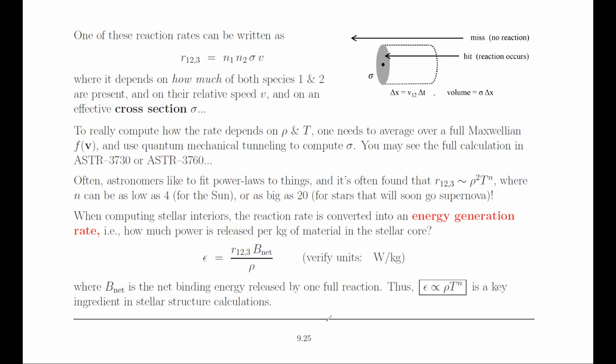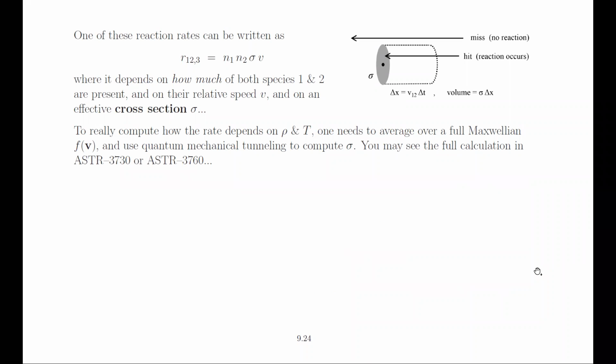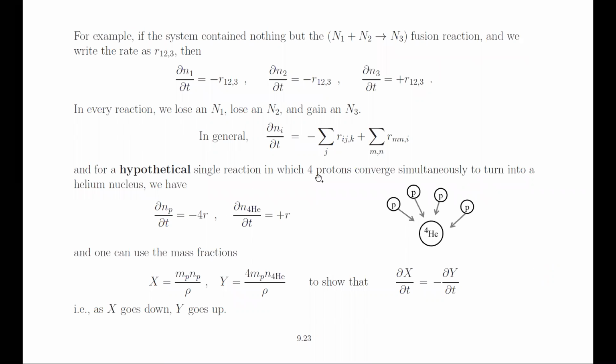And I think we will leave things off there and then move on and talk about what actual reactions are happening inside stars. We were very hypothetical here, right? If you go back here, there's this hypothetical single reaction where four protons come together simultaneously. That's not what really happens. And we'll talk next time about what we think really is going on.